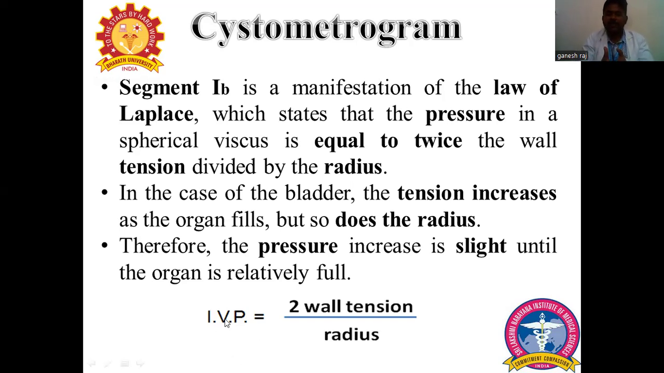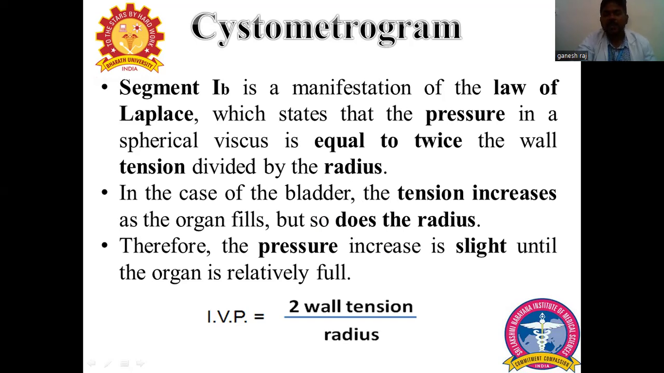But from 50 ml to 400 ml, when the volume increased, the tension increased, but at the same time, the radius also increased. So both numerator and denominator increased. Because of that, the pressure remained nearly normal. In the case of the bladder, the tension increases as the organ fills, but the radius also increases. Because of that, the pressure increase is very slight.